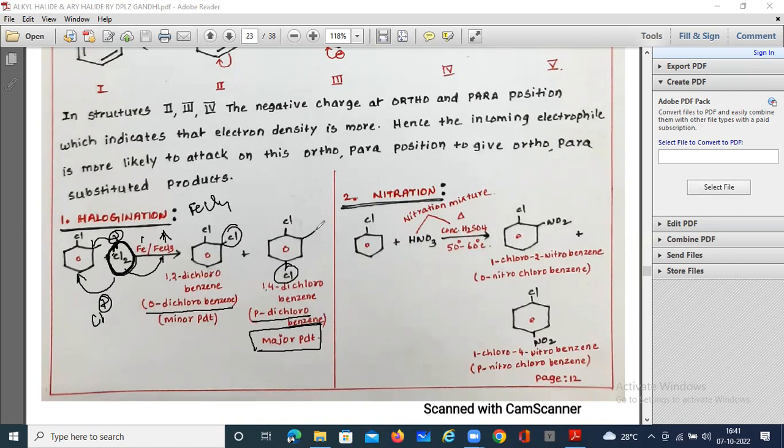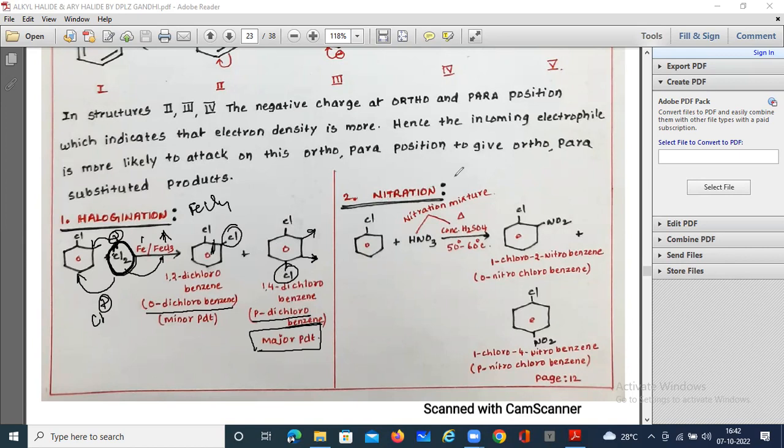Why so? In the ortho product, the two chlorine groups are close to each other, but over here in the para there is none. So that's why this para compound is the major product. This is halogenation, which we already learned in class 11.